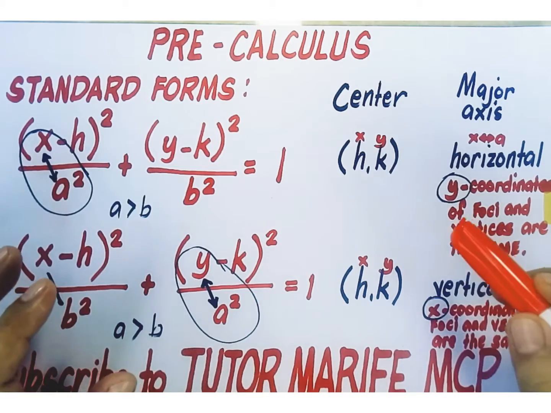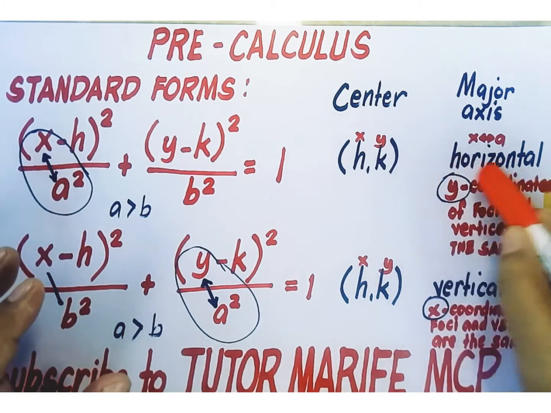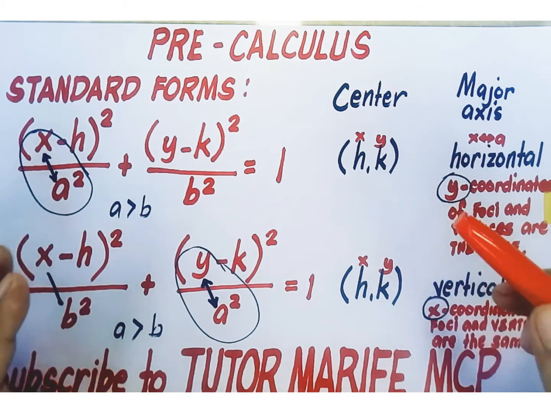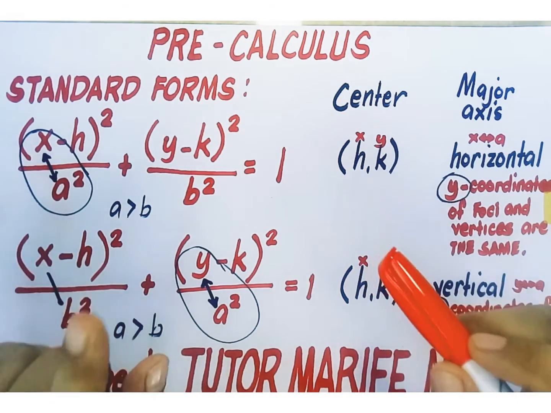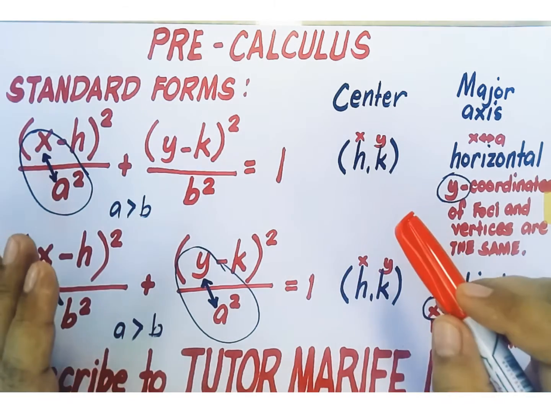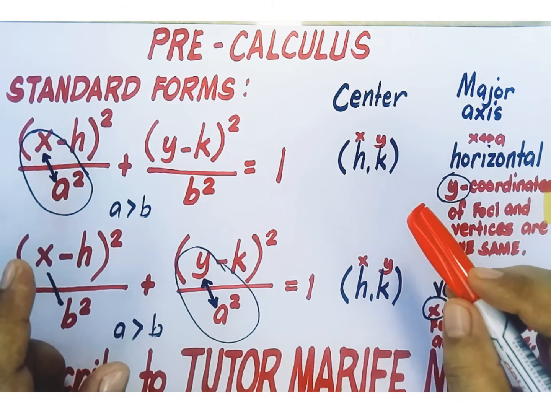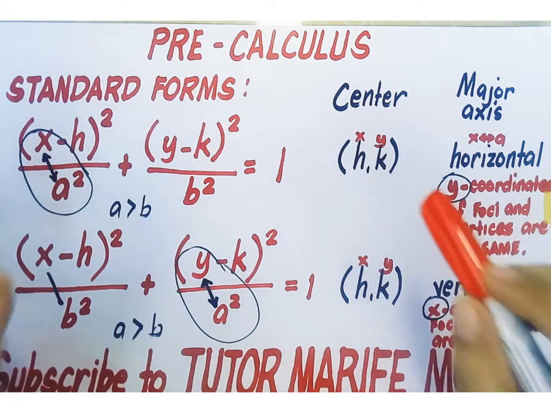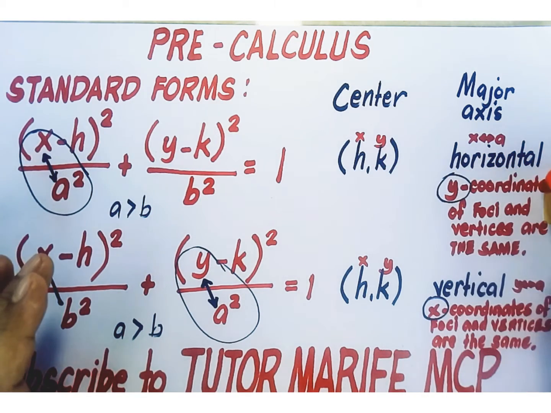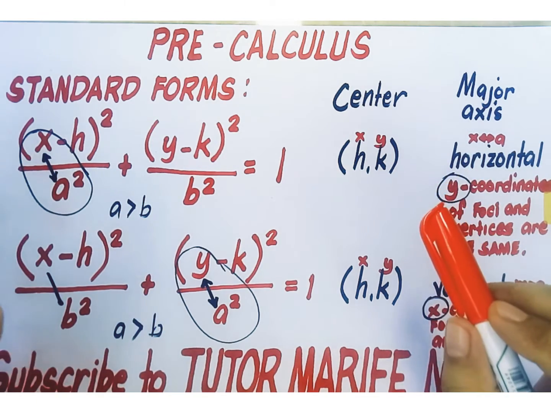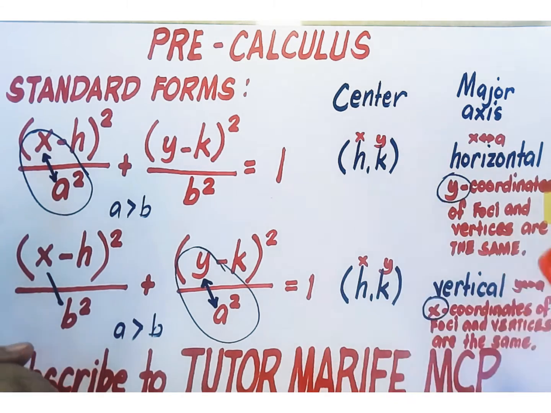So how do we know whether the major axis of an ellipse is horizontal or vertical when the given information is the coordinates of the foci and the vertices? One way is by plotting the foci and the vertices. The line segment joining the foci and the vertices is the major axis of the ellipse. If the line segment joining the 4 points is horizontal, then the major axis of the ellipse is horizontal. If the line segment joining the 4 points is vertical, then the major axis of the ellipse is vertical.